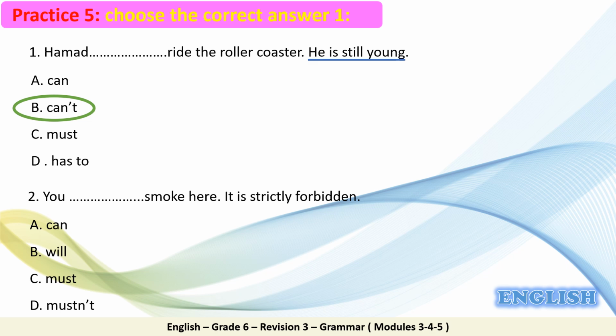Who can do example number two? You can, will, must, or mustn't smoke here. It is strictly forbidden. Who can do it? Excellent. It is strictly forbidden. And this means that it is forbidden by law. So the right answer is, as you said, excellent. You mustn't smoke here. Good job.